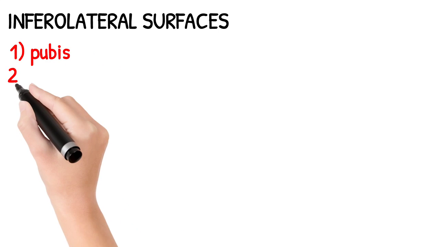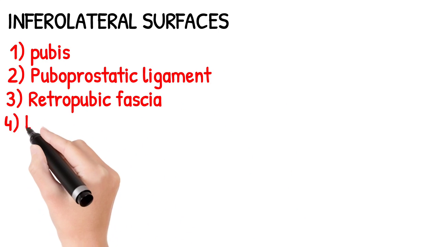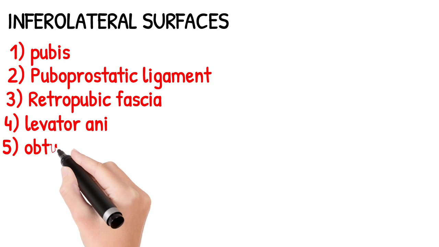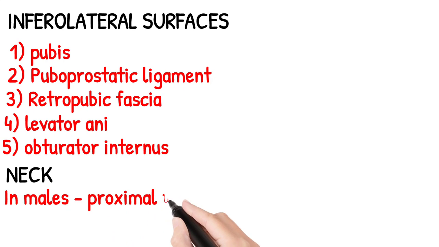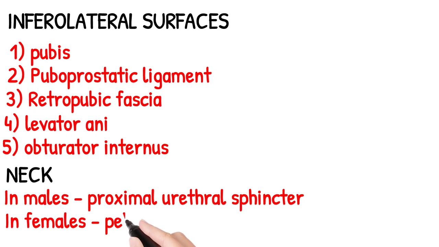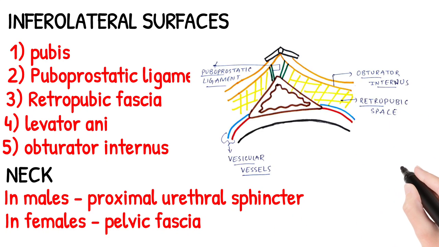The relations of the superior surface are also different in females and males. The superior surface is related to sigmoid colon and ileum in males, and it is covered completely by the peritoneum, and in females it is related to the supravaginal part of cervix. In females, this part, that is supravaginal part of cervix, which is related to the superior surface of the urinary bladder, is not covered by peritoneum.